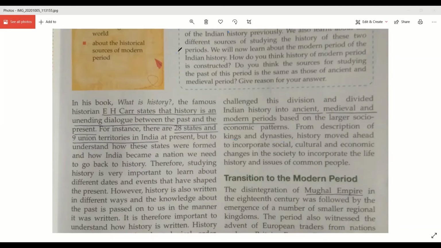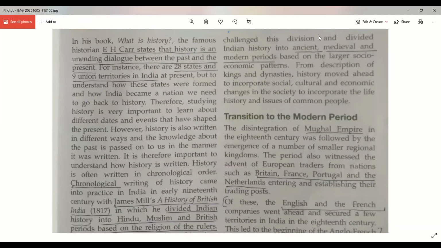Okay, now let's see the transition to the modern period. How did the modern period start? We all know that before the modern period was the medieval period. So how exactly did the modern period start, what was the beginning of the modern period of Indian history, and what happened after? We will see two stages. In the first stage, in modern Indian history, the rulers were the Mughal Empire.